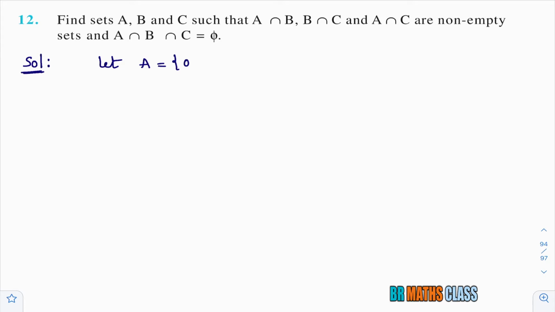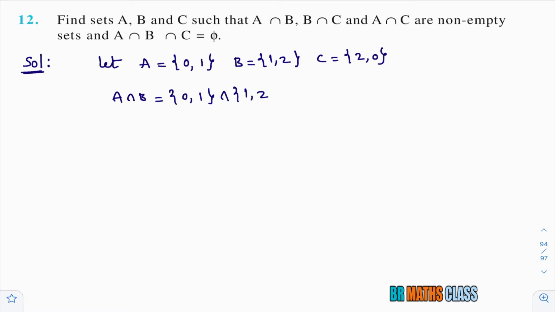I'll take set A as {0, 1}, set B as {1, 2}, and set C as {2, 0}. Now I'll calculate A intersection B. Observe what the common elements are in set A as well as set B. 1 is the element which is common in both. So A intersection B is the singleton set {1}.